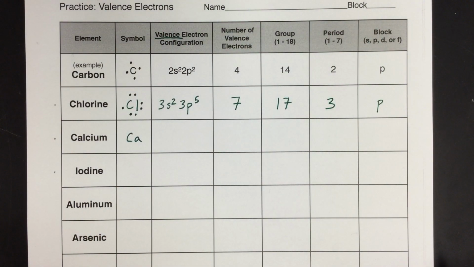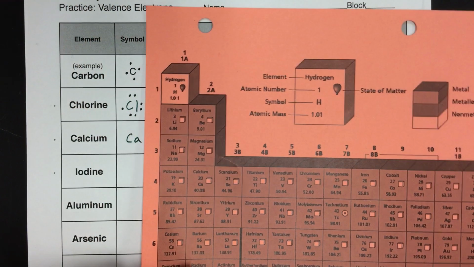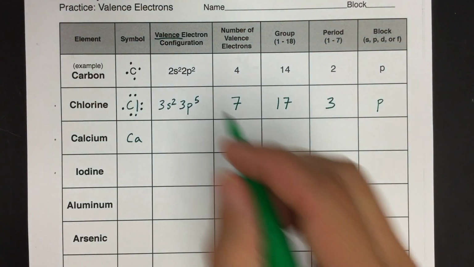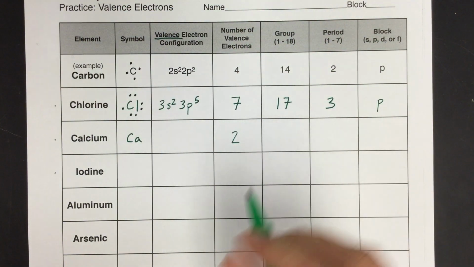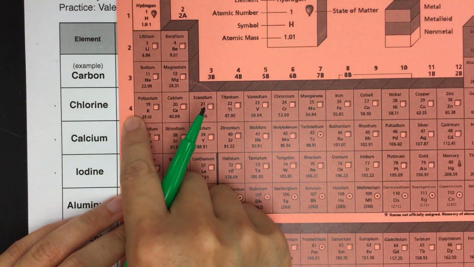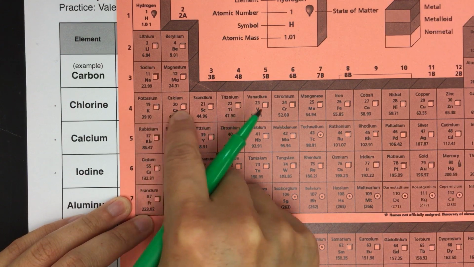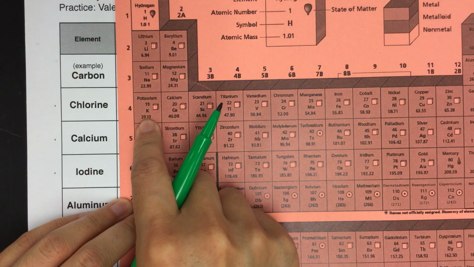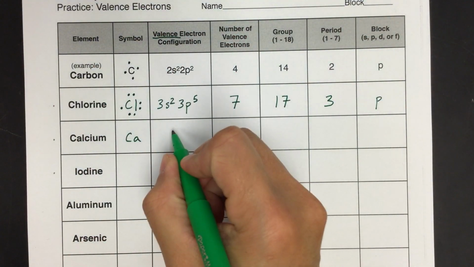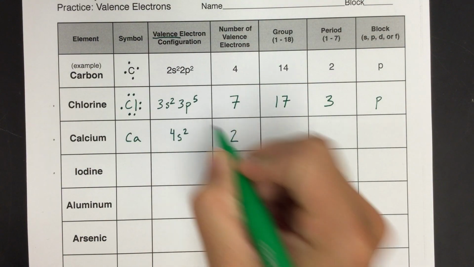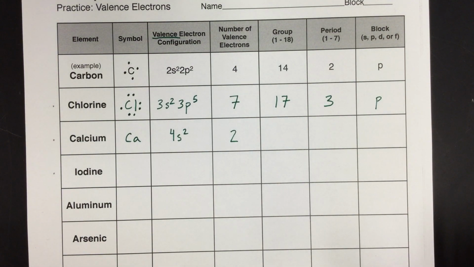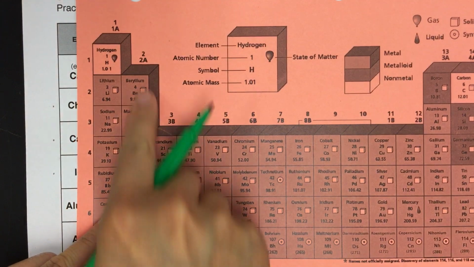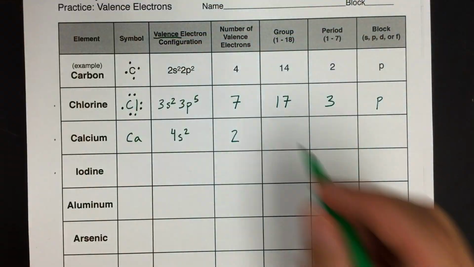Okay, the number of valence electrons, since it is here, it's in group 2A, so it has 2 valence electrons. And when we write the configuration, it's in the 4s, so it's going to be 4s2. Because this would be 4s1, this is 4s2. Remember, it's only the S and P in the highest energy level. And then the group number, since it's 2A, that's also group 2.